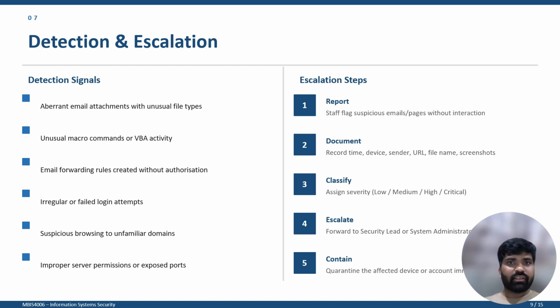So, detection and escalation. This slide focuses on how cybersecurity incidents are detected and escalated within the organization. Several detection signals may indicate a possible attack. These include unusual email attachments, suspicious macro activity, unauthorized email forwarding rules, failed login attempts, and browsing activity to unfamiliar domains. Once suspicious activity is identified, the escalation process begins. Step 1 is report, step 2 is document, step 3 is classify, step 4 is escalate, and step 5 is contain.